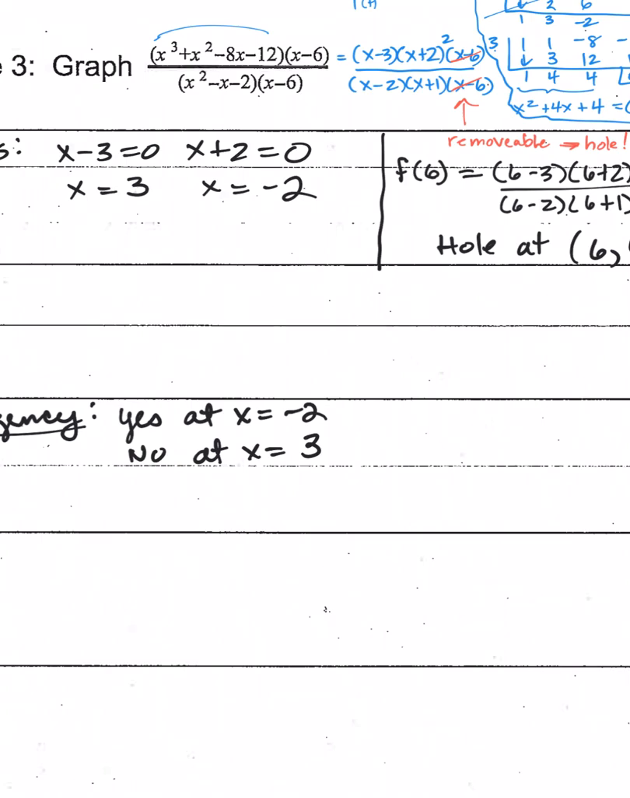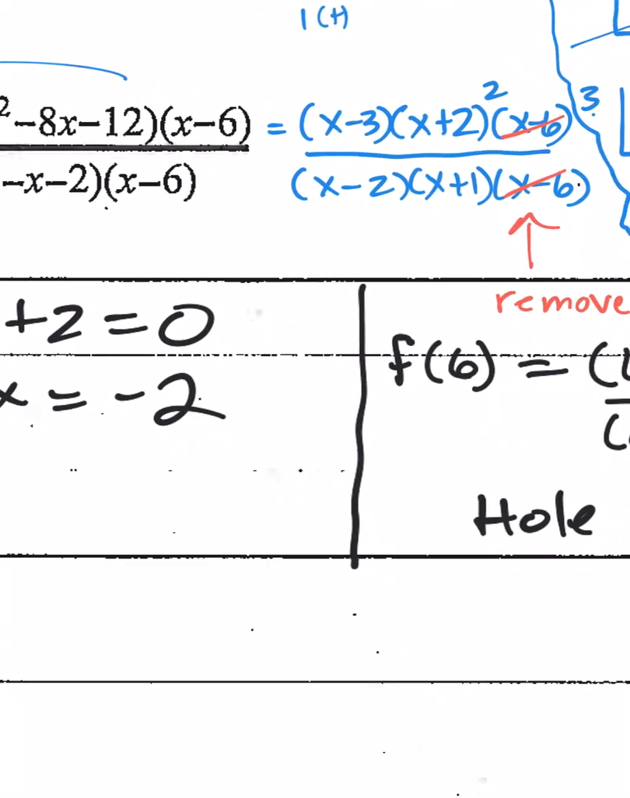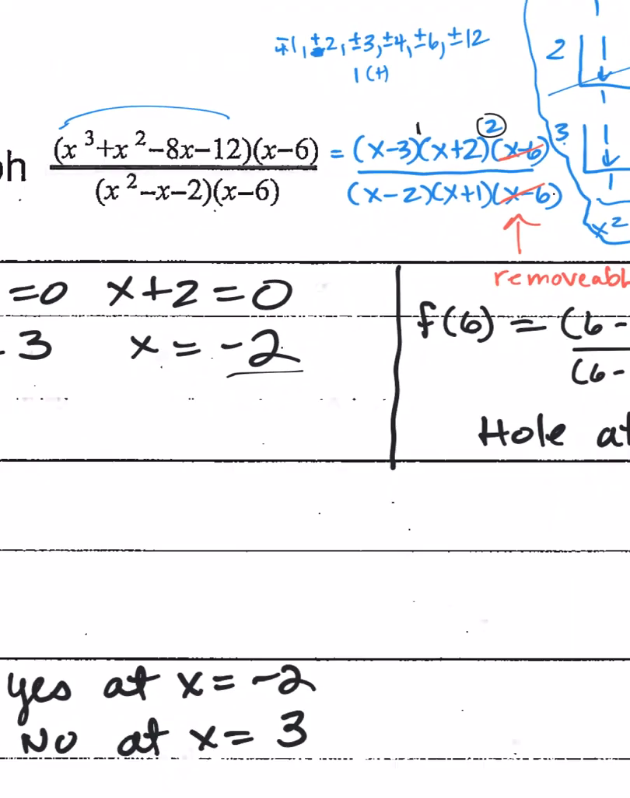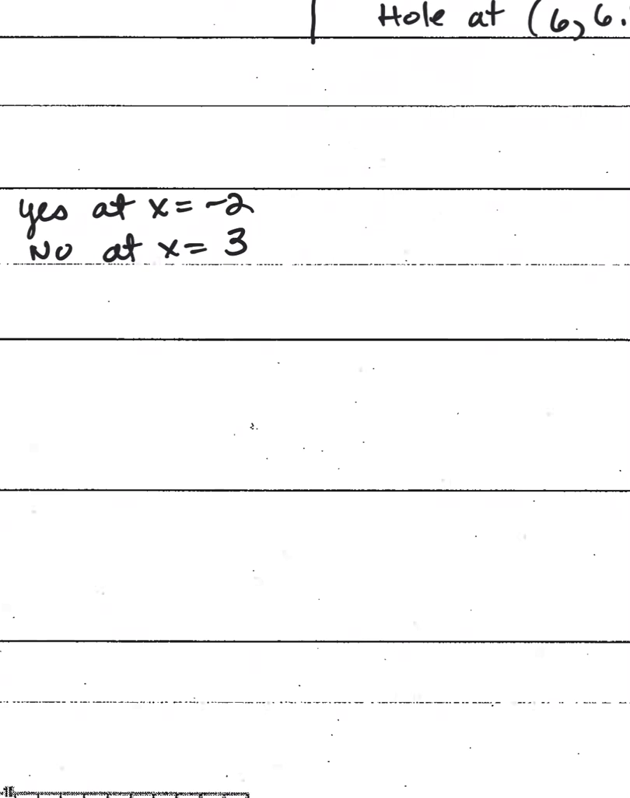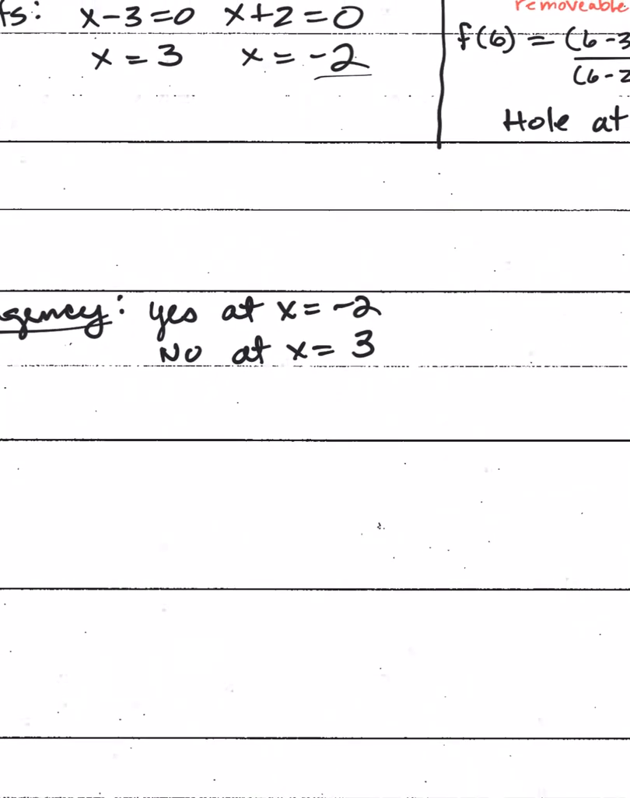Okay, why? Tangency, remember, has to do with whether the multiplicity is even. We've got an even multiplicity here. That's this root, which means it's tangent at that root. It means it's going to touch there. This is a multiplicity of 1, which means it's odd, which means it's just going to pass through. Okay? All right. Now, while we're here, let's do vertical asymptotes.